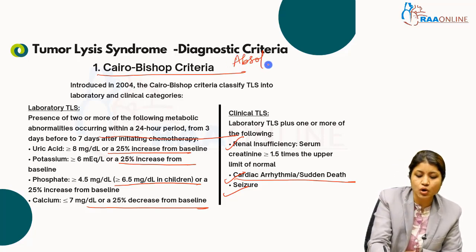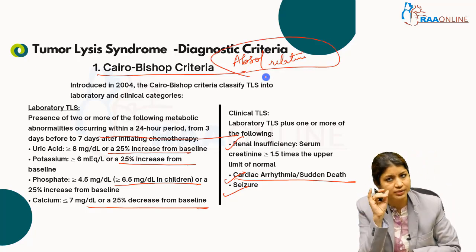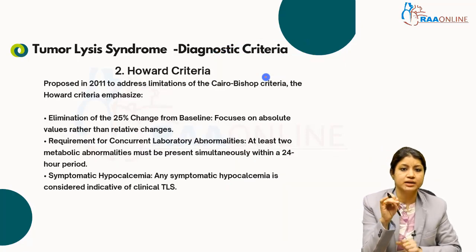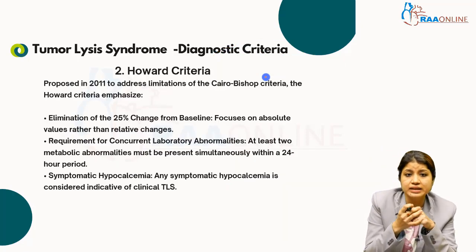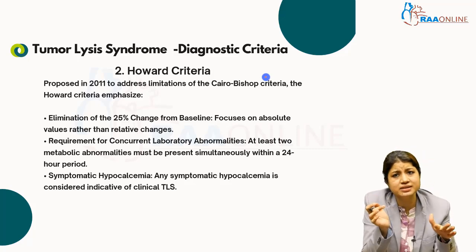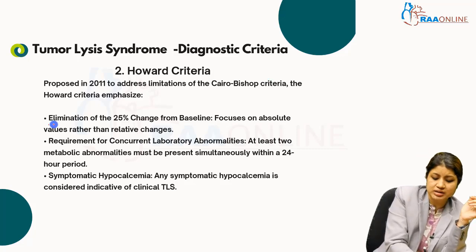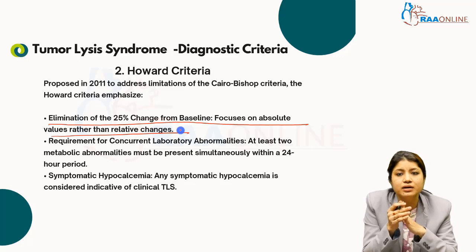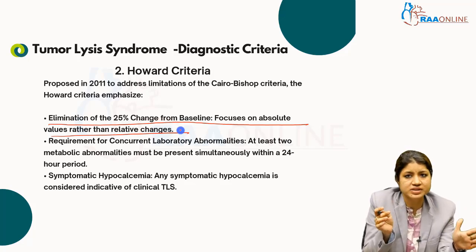But one thing you should know here is, Cairo-Bishop's criteria gives you either an absolute value or a relative one. So your metabolic abnormalities can be either absolute or relative, that is 25% above the baseline. But when you come to the other criteria, that is Howard's criteria, it totally eliminates the relative change. So the 25% change from the baseline is completely removed from the Howard's criteria.